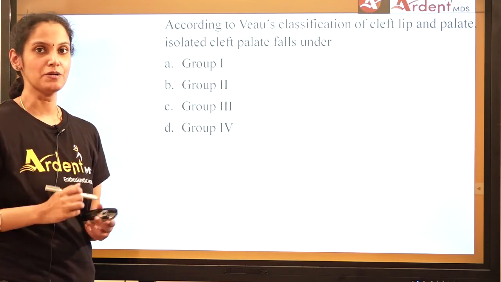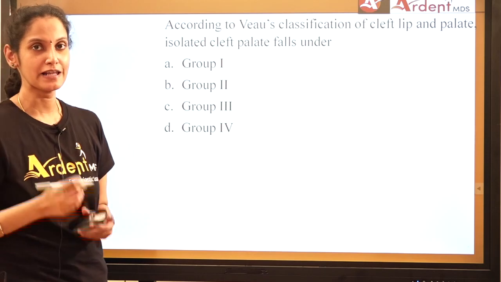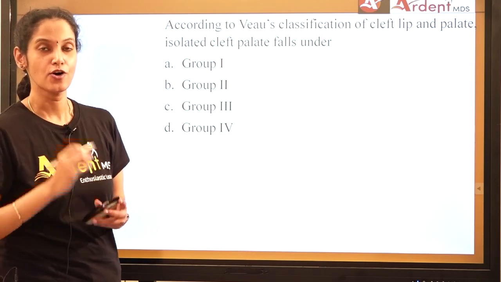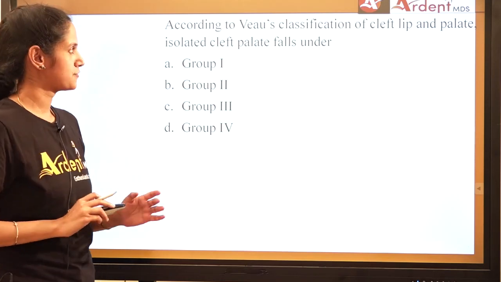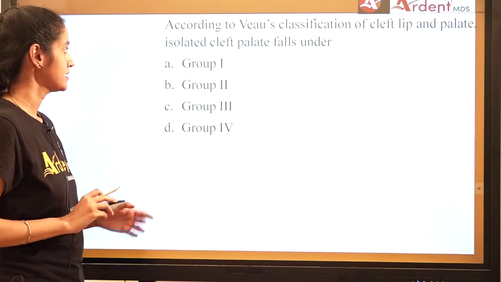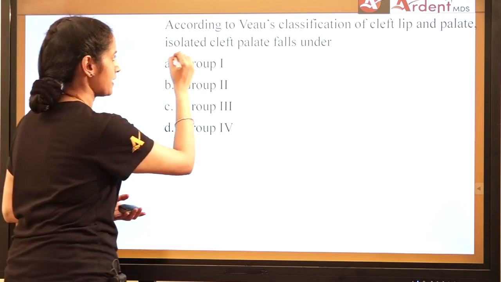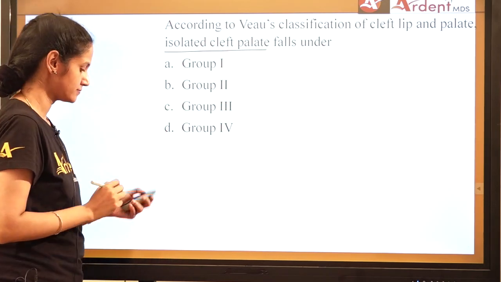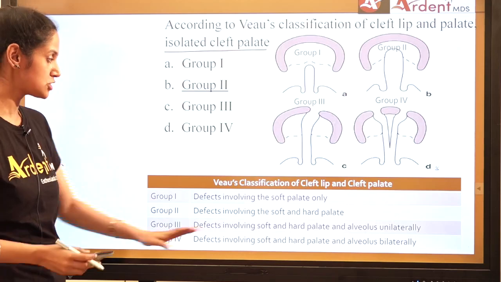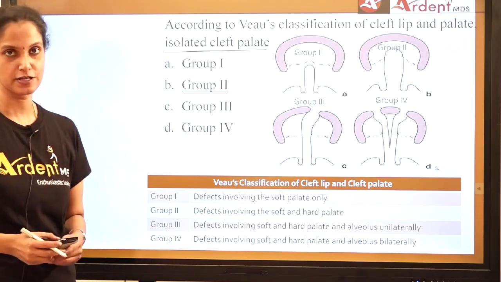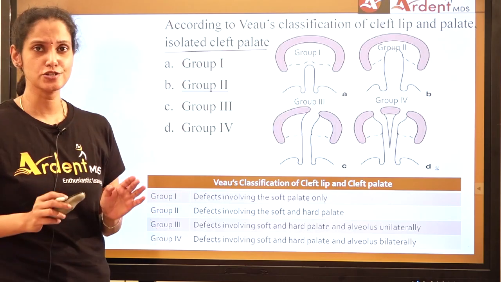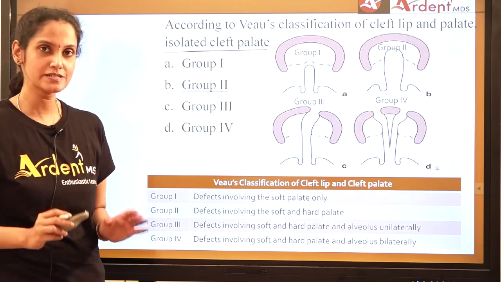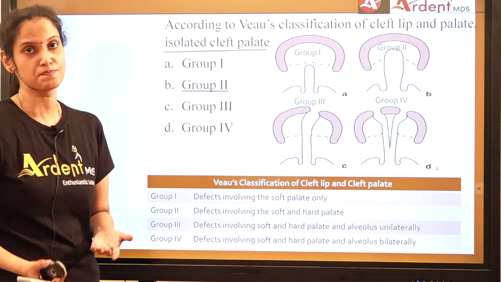So, now we will be able to understand cleft lip and cleft palate better with this basic knowledge of the formation of the lip and the palate. According to Veau's classification of cleft lip and cleft palate, isolated cleft palate falls under its Group 2, for which we need to know what Veau's classification is. There are many classifications for cleft lip and cleft palate, but at least Veau's classification is one conventional and basic classification which all of you are expected to know.